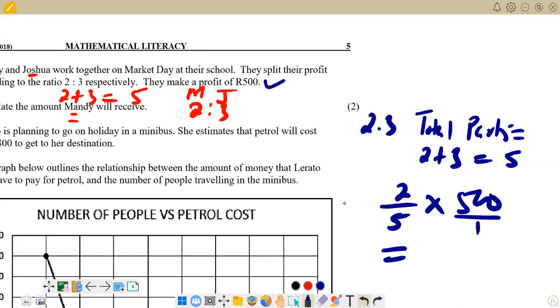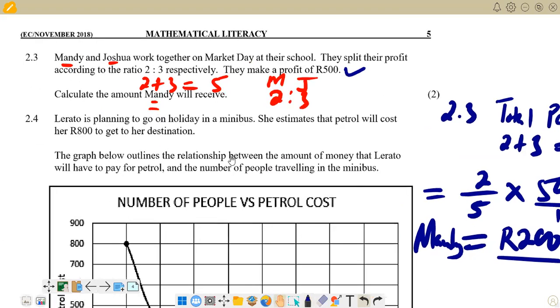And then if you do that correctly, let's punch in our calculator: 2 divided by 5. The answer that we get is multiplied by 500. We are going to get 200. So 200 is our allocation that we have for Mandy. So this is Mandy. So we go on to see what we have next.